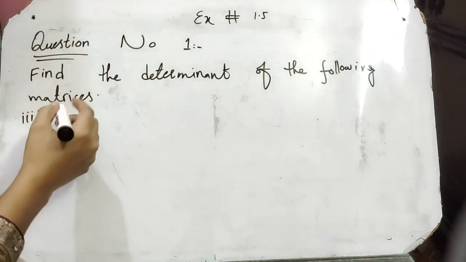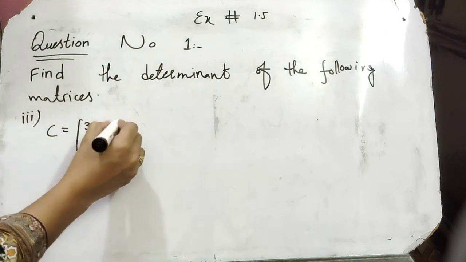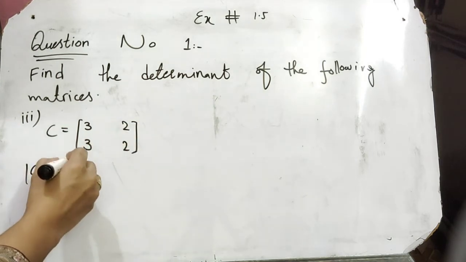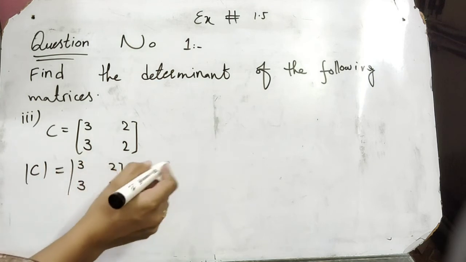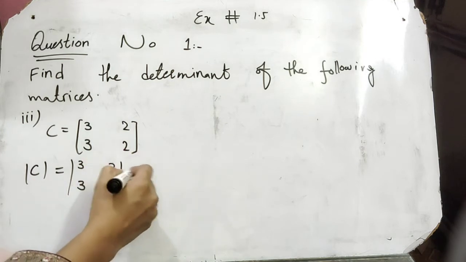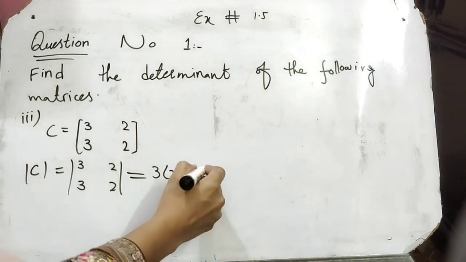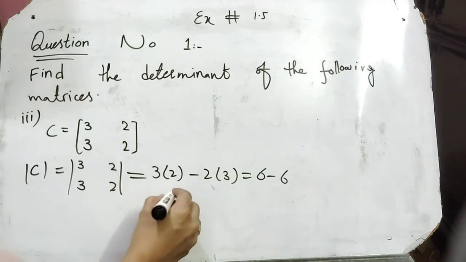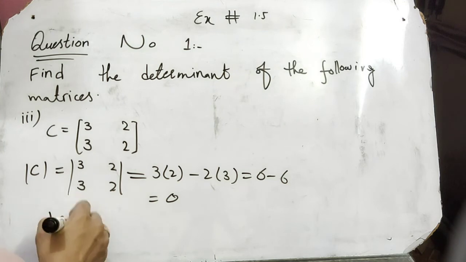The third part is C equals 3, 3, 2 and 2. Determinant of C is equal to the determinant of 3, 3, 2 and 2. It will be equal to 3 into 2 minus 2 into 3. It will be equal to 6 minus 6. This is equal to 0. So we can say that the determinant of C is equal to 0.